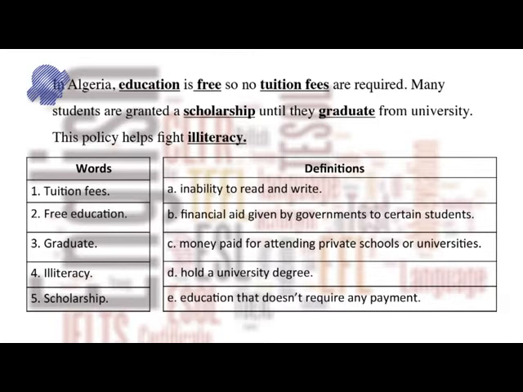Inability to read and write. Financial aid given by government, money paid for attending, and education, all these are nouns. The only verb we have is D, hold a university degree. So it matches with, good, it matches with graduate. Let's see now for the other ones. Let's start with the first. Tuition fees.